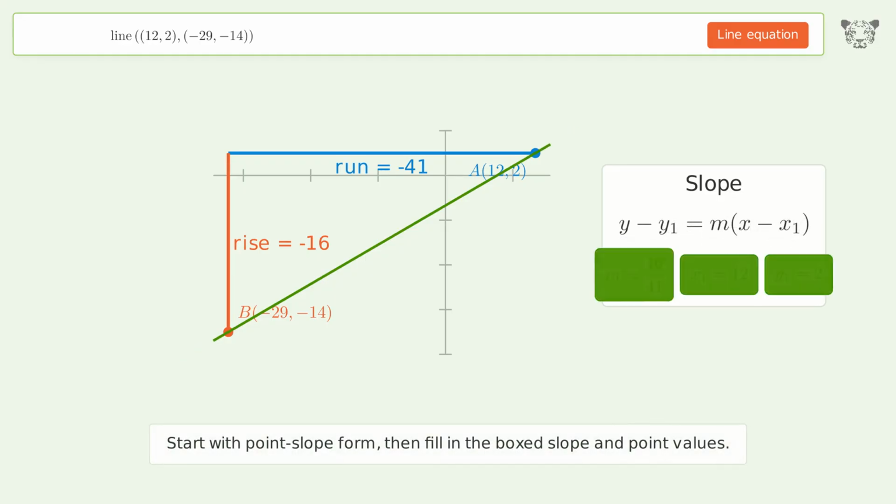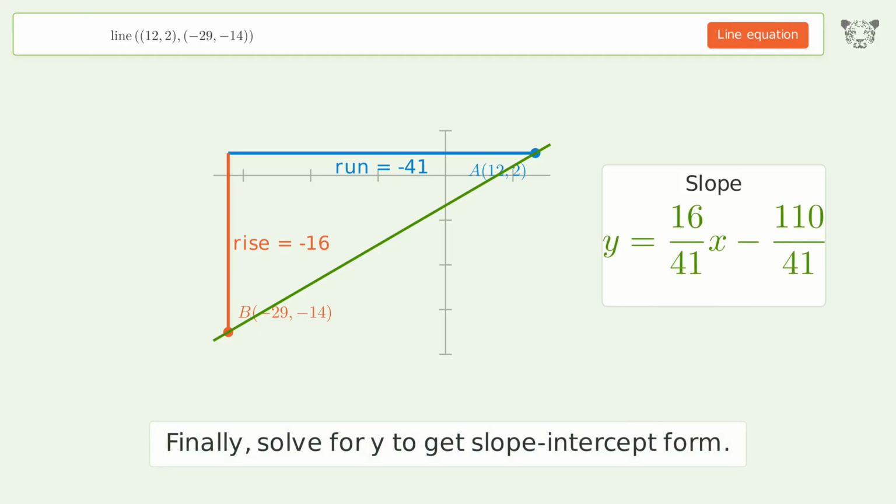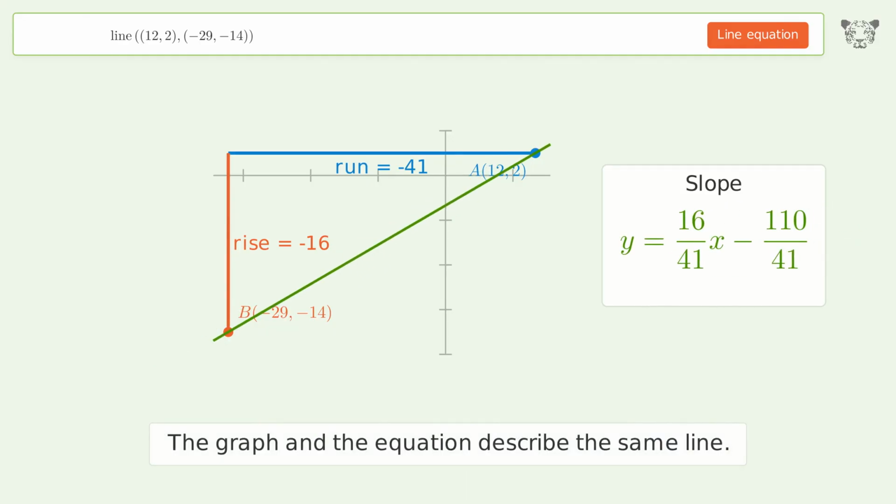Start with point slope form, y minus y1 equals m times x minus x1. Then fill in the boxed values. Slope is 16 over 41, x1 is 12, and y1 is 2. That gives the specific point slope equation for this line. Finally, solve for y to get slope intercept form. The graph and the equation describe the same line.